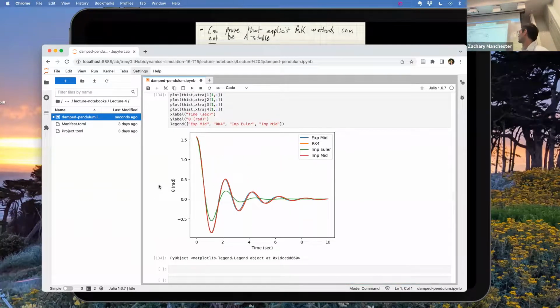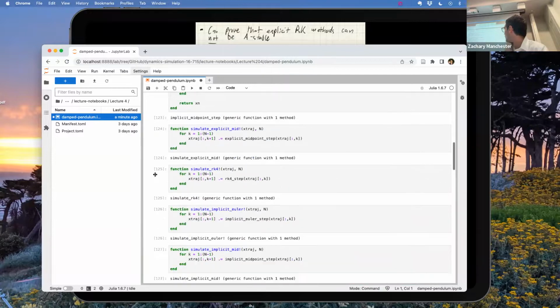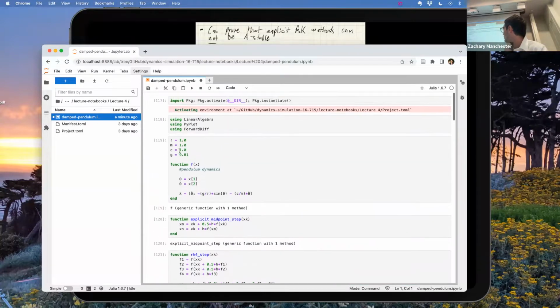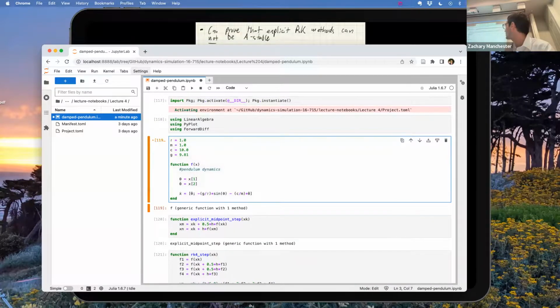Okay, so here's the interesting bit. Here are all these solutions stacked up, and you can see they all look pretty similar, except for the implicit Euler, which has a lot of extra damping. It adds damping, as we saw from the theory, so it's not a surprise that it does that. What can we do now? Let's jack up the damping some more and start to see what happens.